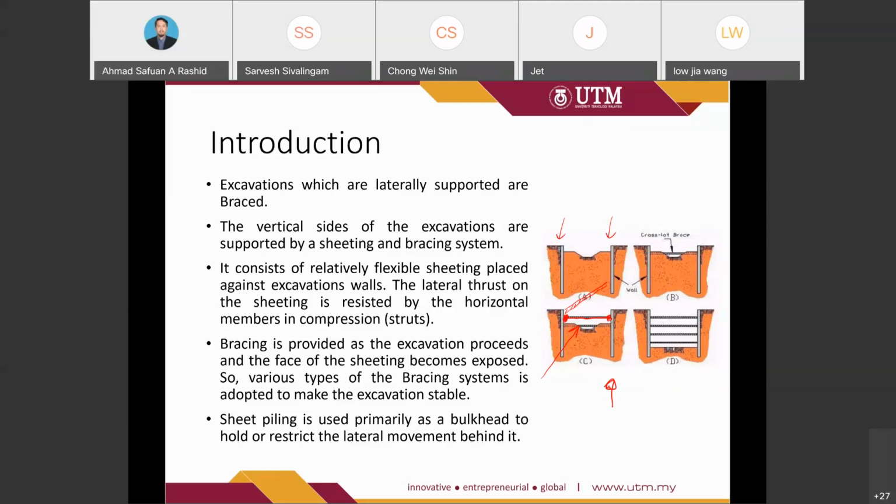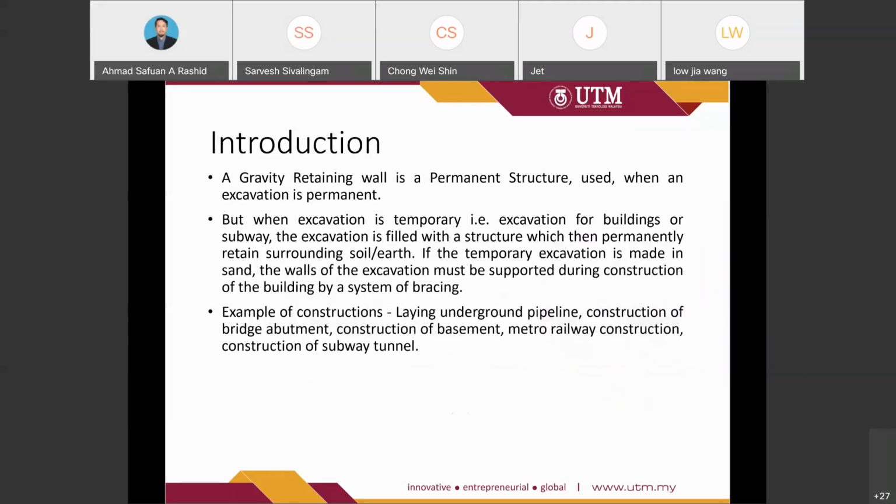Sheet piling is used primarily as a bulkhead to hold or restrict the lateral movement behind it. For example, a sheet pile is normally used. This brace cut is not a permanent structure; it is temporary. If you want a permanent structure, we can use the gravity retaining wall, from what we have discussed in the previous chapter.